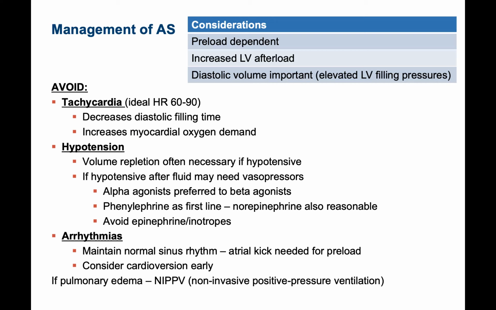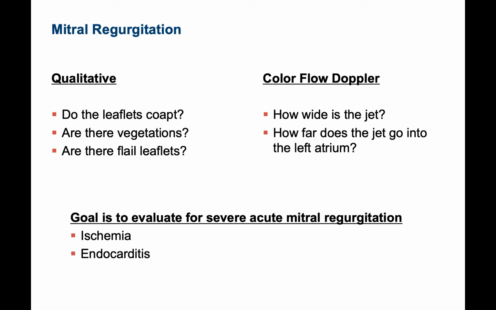For arrhythmias, we really want to maintain normal sinus rhythm if possible, because the atrial kick is really needed for preload. So consider cardioversion early in these patients. And if there is pulmonary edema, non-invasive positive pressure ventilation is a great choice.